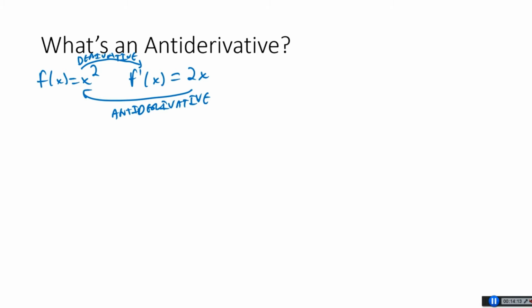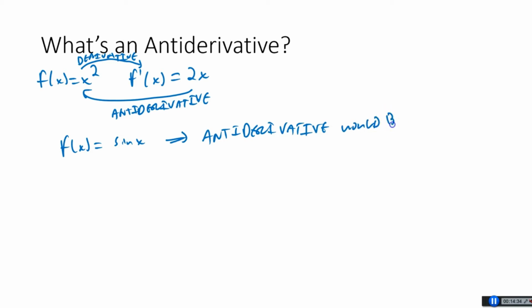Let's say f of x is sine x, then the antiderivative, so I'm saying sine x is the derivative of some function. The antiderivative of sine x would be something that makes the derivative sine. Cosine gives you negative sine, so it'd be negative cosine. The derivative of negative cosine is sine x. So negative cosine x is an antiderivative for sine x.